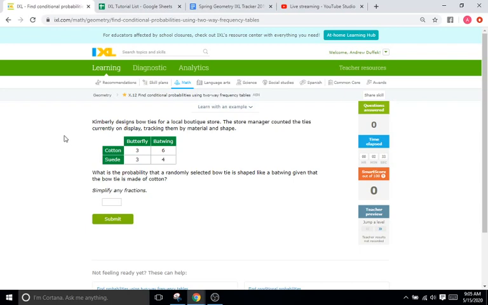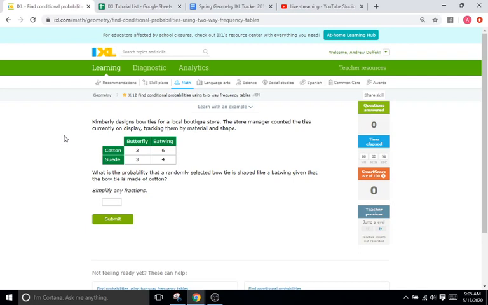Kimberly designs bow ties for a local boutique store. The store manager counted the ties currently on display, tracking them by material and shape. We have a table here outlining that. What is the probability that a randomly selected bow tie is shaped like a bat wing, given, keyword given, that the bow tie is made of cotton?